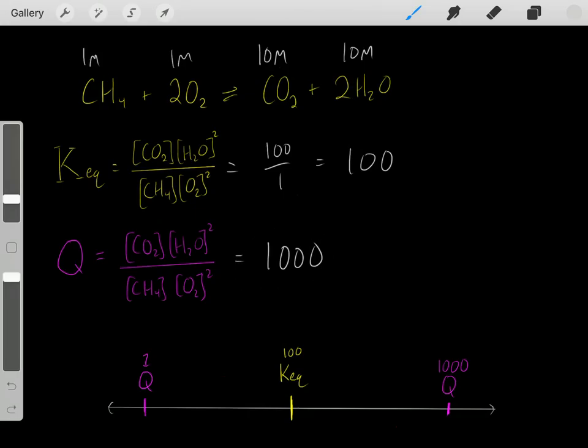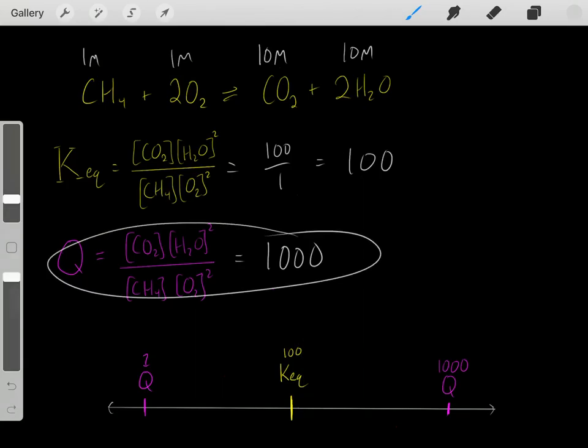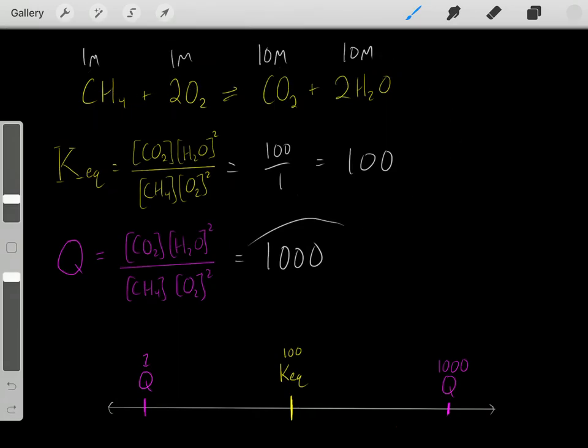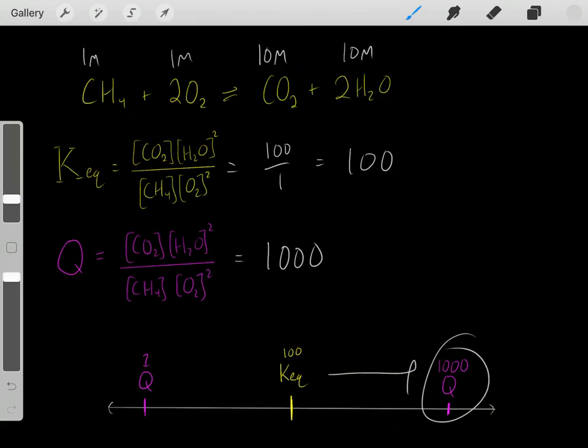So now, again, we can use our little number line trick. We know the Kq, which is 100, we put in the center, and then we find our reaction quotient. Based on these current concentrations, we have a reaction quotient of 1,000. So now our reaction quotient is larger than the Kq, so it goes to the right, because that's the convention for number lines. The larger goes to the right.